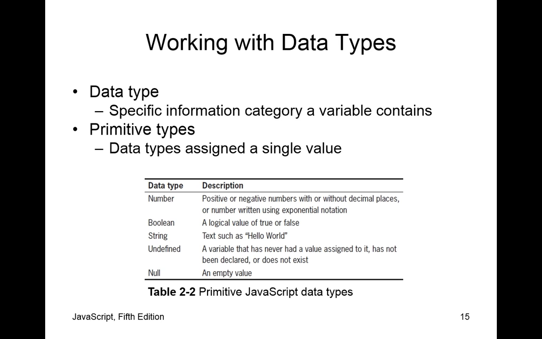You either have numbers, you have a boolean, true or false. Strings can be anything, more characters. Undefined, if I don't ever have a value and I'm not going to assign anything to it. And then null is just an empty value. Why would you want to have a null? Null values are good when you start an array.